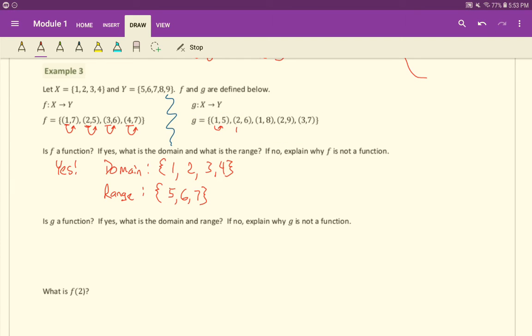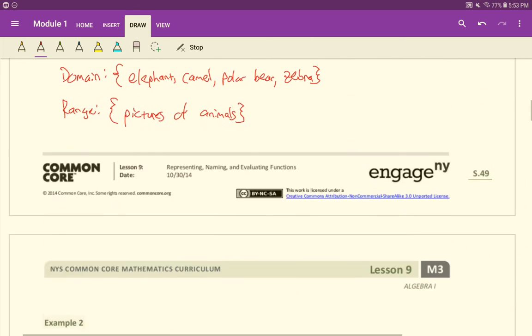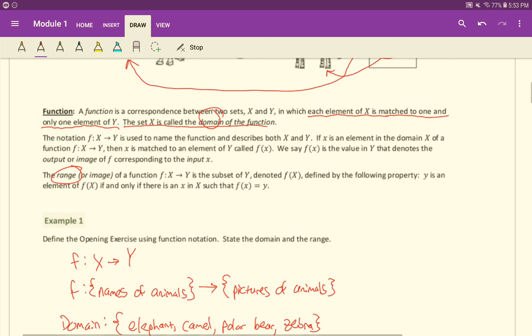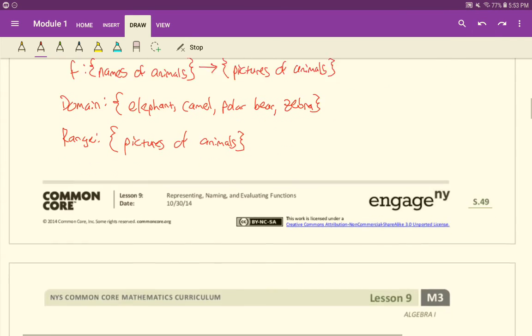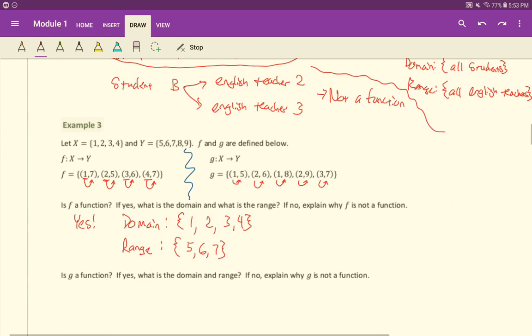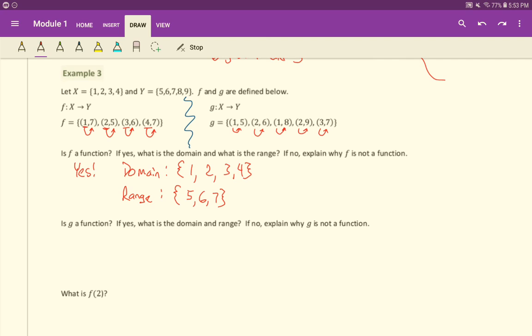1 pairs with 5, 2 pairs with 6, 1 pairs with 8, 2 pairs with 9, 3 pairs with 7. Is g a function? And again, remember, we're looking to see, is every element in x matched to one and only one element from y? In other words, is one x paired with one y? So look at those x and y values there. Pause the video and answer the question in your head.